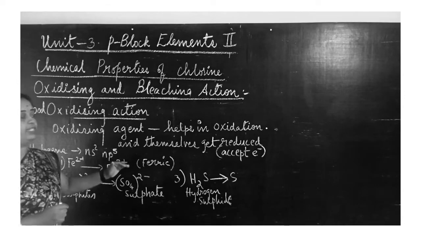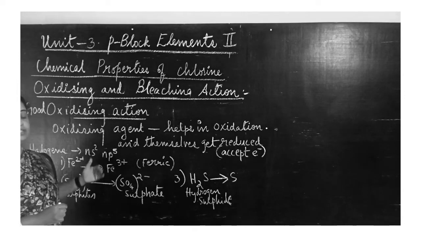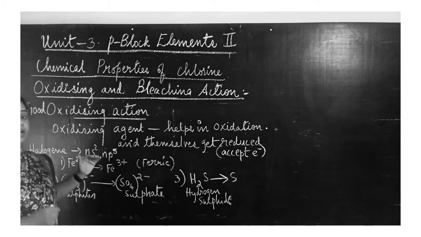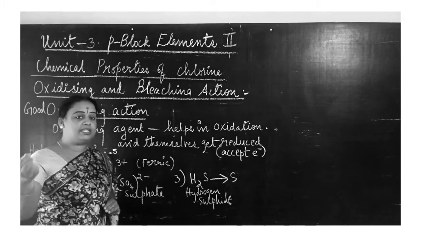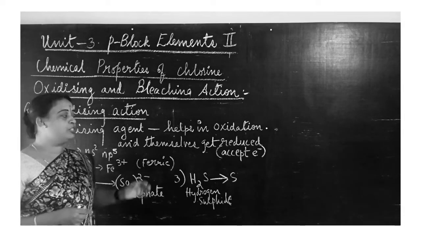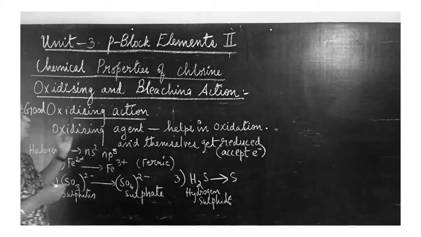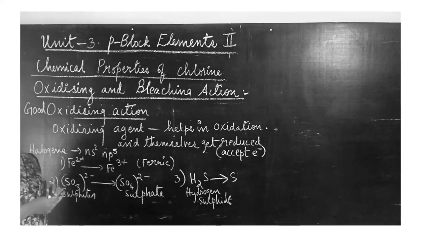So this is the oxidizing action of chlorine. Chlorine can help in the oxidation of other substances or compounds, and chlorine itself gets reduced by accepting an electron. So this is the oxidizing nature of chlorine.